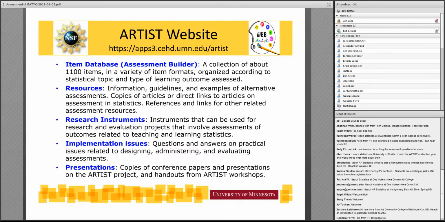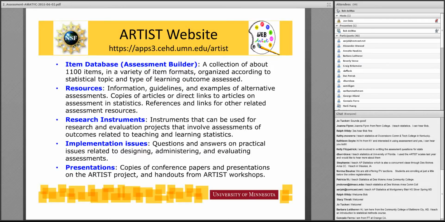Some links to research instruments, including the research instruments we developed for the ARTIST project. Some Q&A material about implementation issues, and a list, not an up-to-date list, but a pretty up-to-date list of presentations we've given and some links to materials we've given at conferences and other venues. But at the top of the list, which I didn't cover yet, there's this item database.